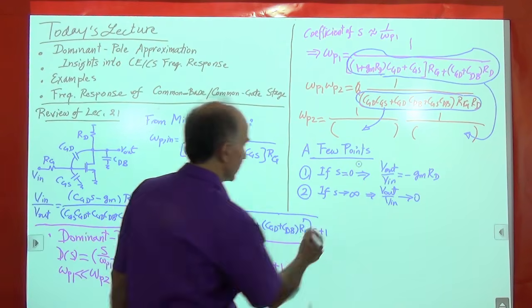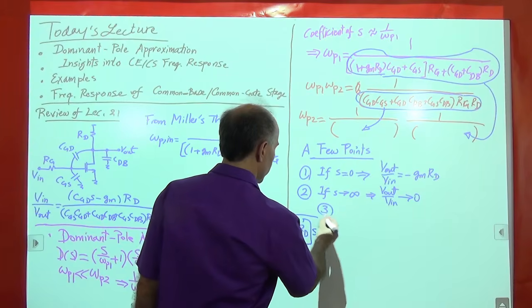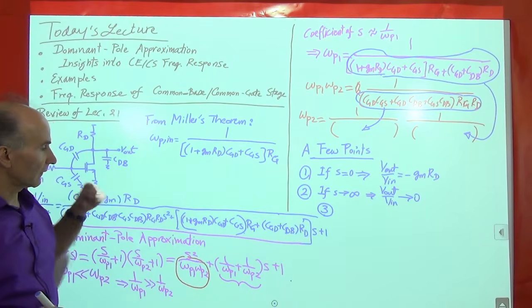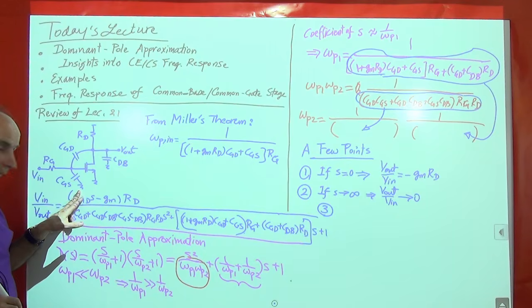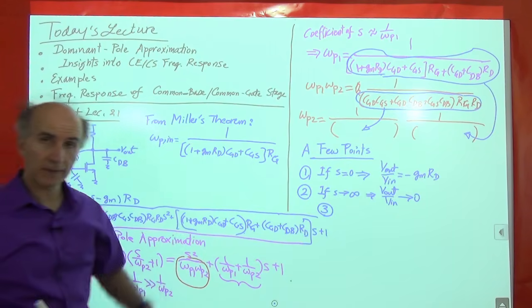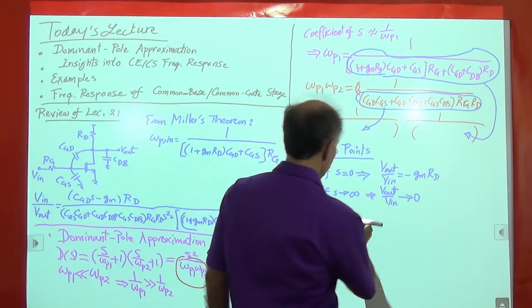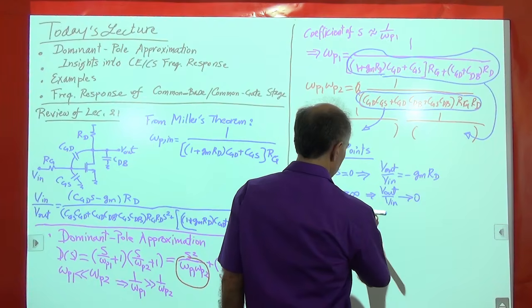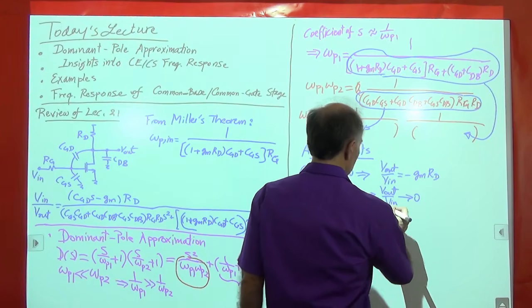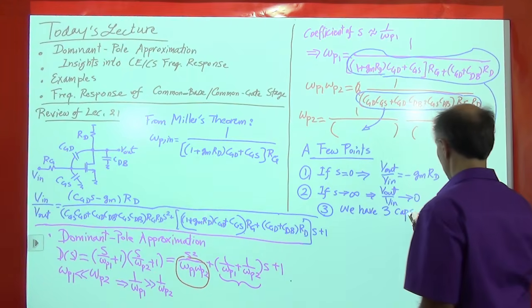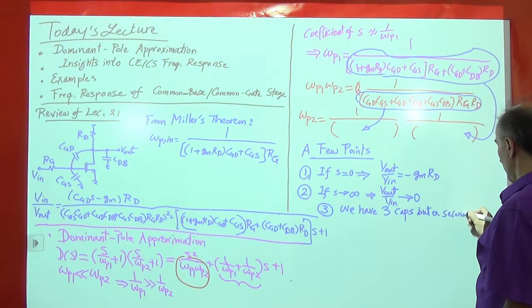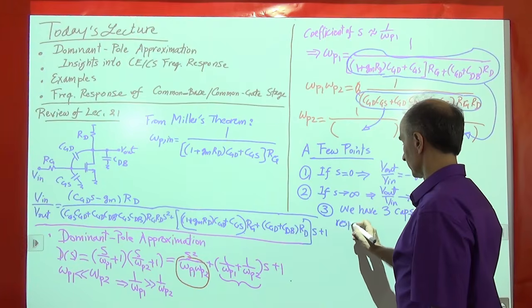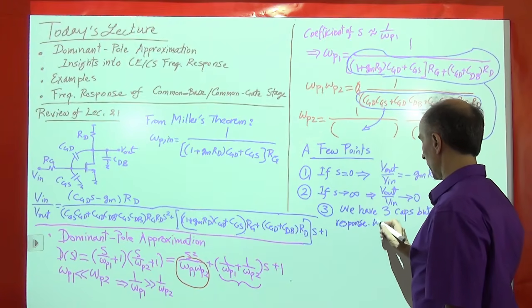Okay, so the next point that I wanted to raise is we have 3 capacitors in the circuit, but we have only a second order system. Why? Why is that? So we have 3 caps, but a second order response. Why?